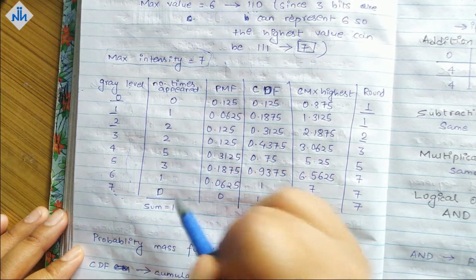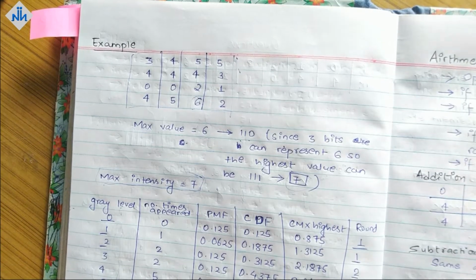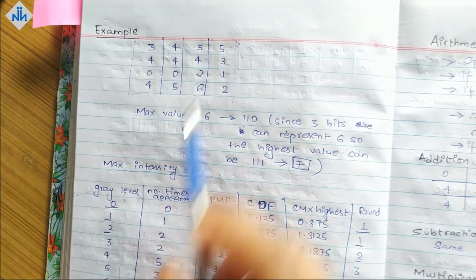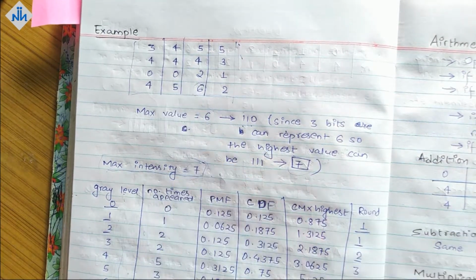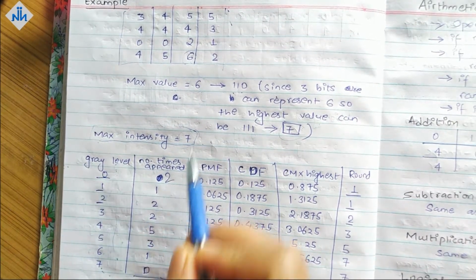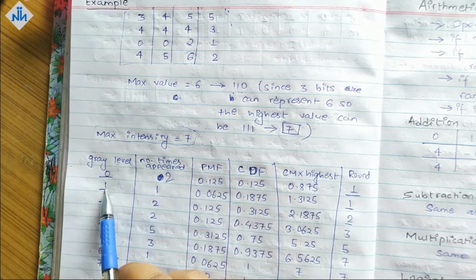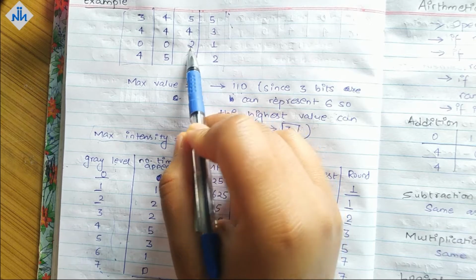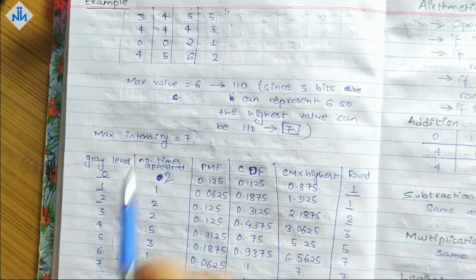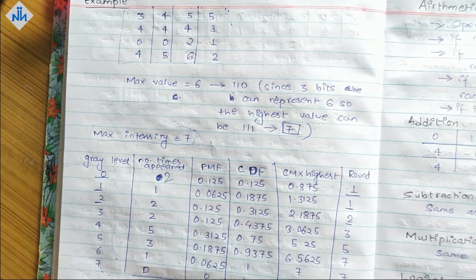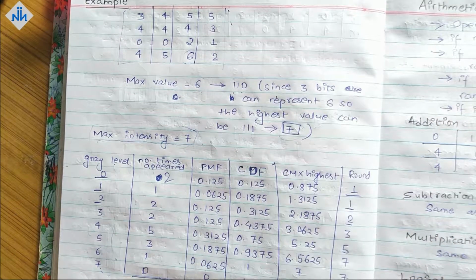After that we find the number of times each level appeared. We look into this image and find how many times 0 appeared. 0 appeared 2 times, you can see. Similarly, 1 appeared once, 2 appeared 2 times, this and this, and 3 appeared 2 times over here and here. Similarly we find the number of times each appeared and then the entire sum. The sum will be 16 because it is a 4 by 4 matrix.